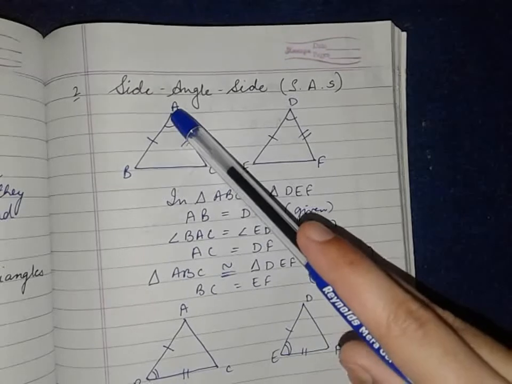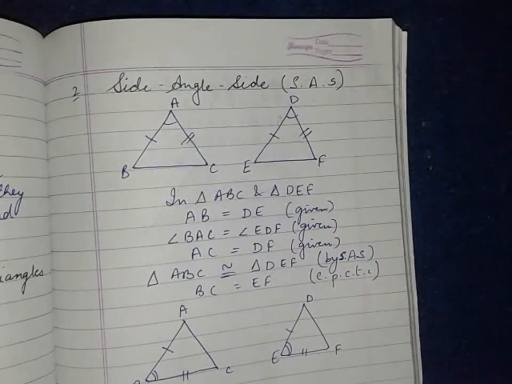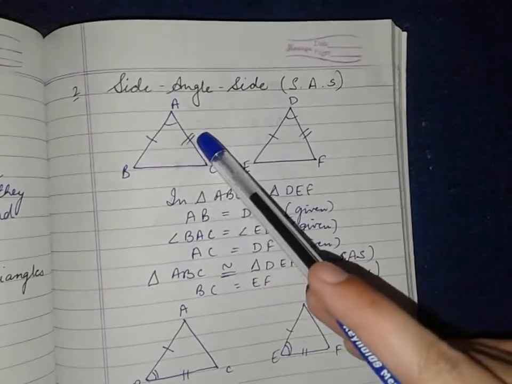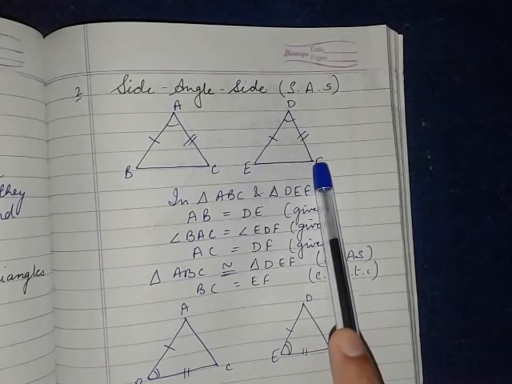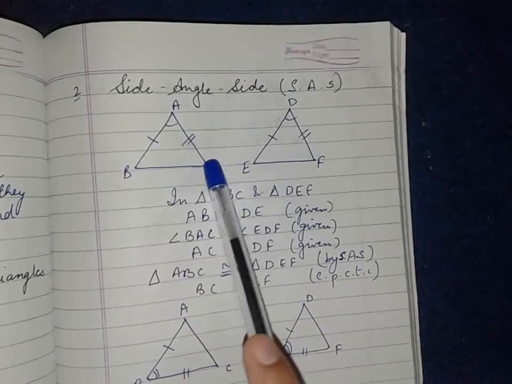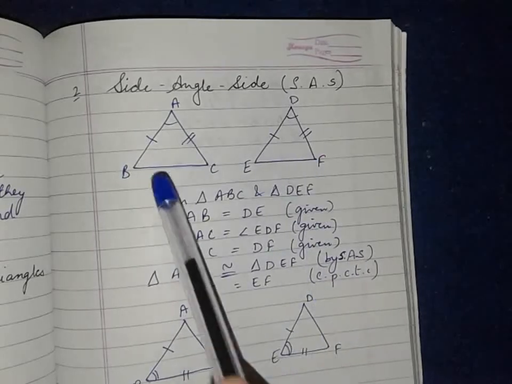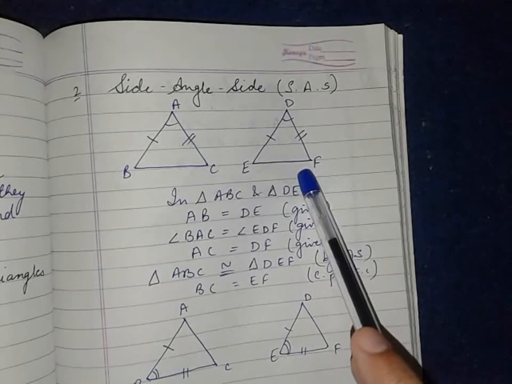Side, then the angle and side. The angle is included between the equal sides. Now the angle was given and two sides were given. So what can I write? BC is equal to EF by CPCTC. Remaining parts can be written equal by CPCTC. Also, angle B and angle E are equal. Angle C and angle F are equal.